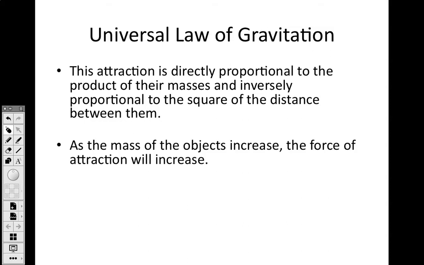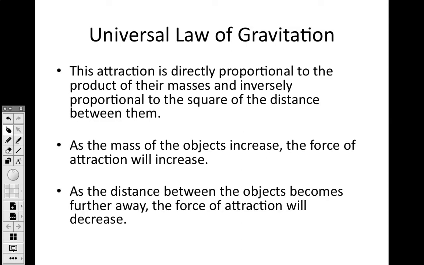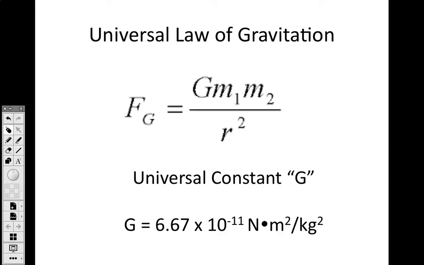So what this means is, as the mass of those two objects increases, the force of the attraction will also increase, and vice versa. If the mass of our objects decreases, then the force of attraction will also decrease. As the distance between the objects becomes greater, the force of attraction will decrease by a factor of the square of the distance. Vice versa, if we bring those objects closer together, the force of attraction will increase.